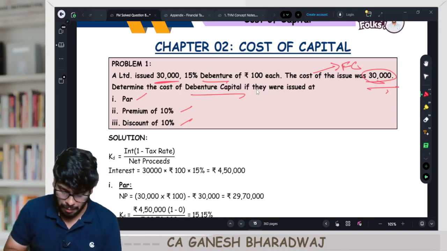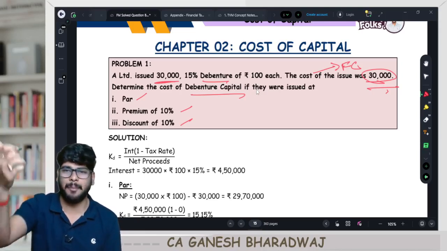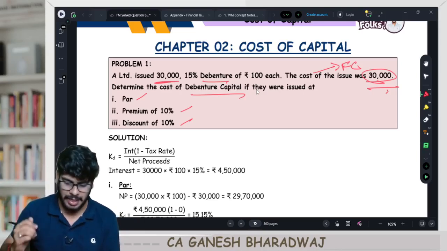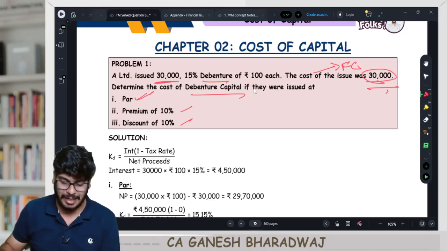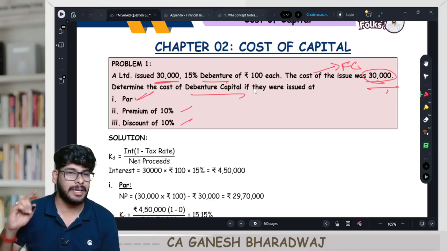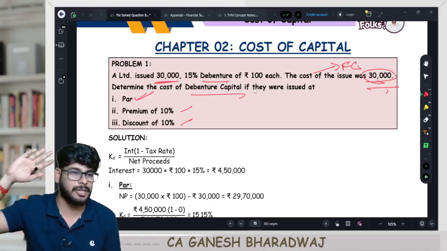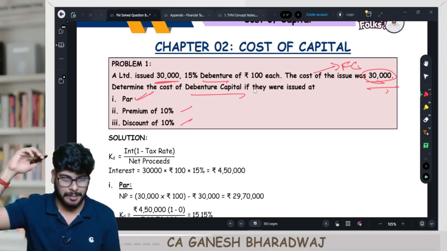So now, what is the formula? Simple. What I pay upon what I receive. I into 1 minus T divided by net proceeds. Correct? Now, in case it has been issued at par, one thing, please pay attention here.